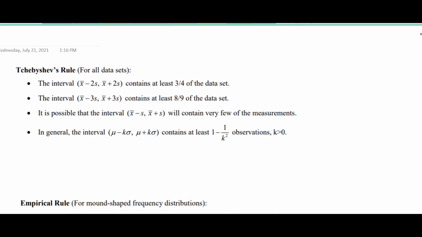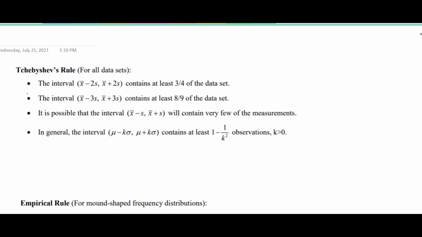Okay, so hi everyone. Today we're going to be looking at different ways to interpret the standard deviation in statistics. First of all, we're going to look at two really important rules that will help you know how much of the data set is contained within certain intervals. This is going to make sense in just a minute. First, we're going to look at Chebyshev's rule.